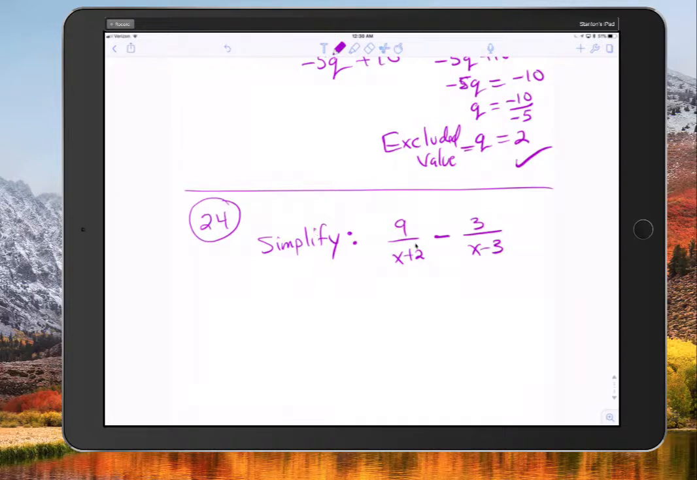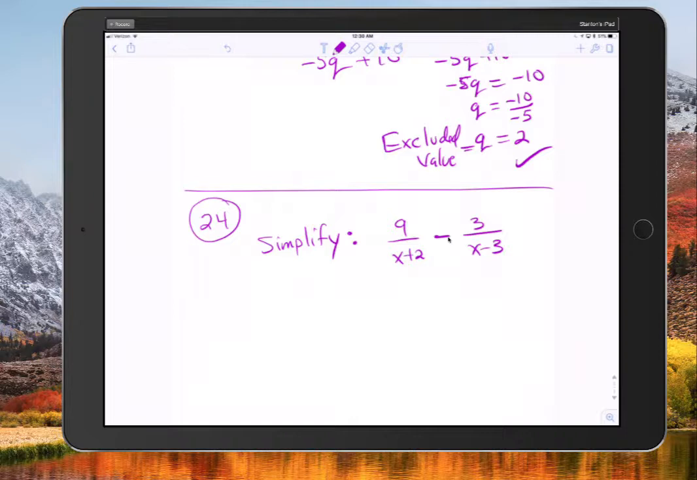For number 24, again, it was hard for me to determine what was between the x and the 2. So I just assumed that it was a positive there, a plus. And I also wasn't sure what was in between the fractions, so I'm assuming that it was a minus. Okay, so I hope that is correct.